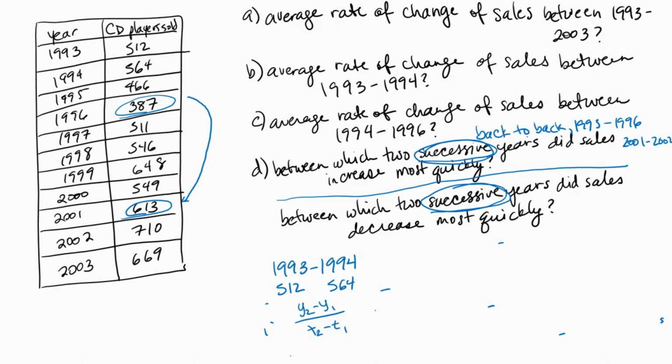So 94 to 95. From 94, we still have the 564, but in 95, we have 466. So notice it's going down. This is going to be a year when we have a decrease rather than an increase. So I may want to keep that one in mind when I'm looking at part 2, when I'm looking at decreases. And again, you can still plug this back into your average rate of change to actually find the value and work your way down the list.